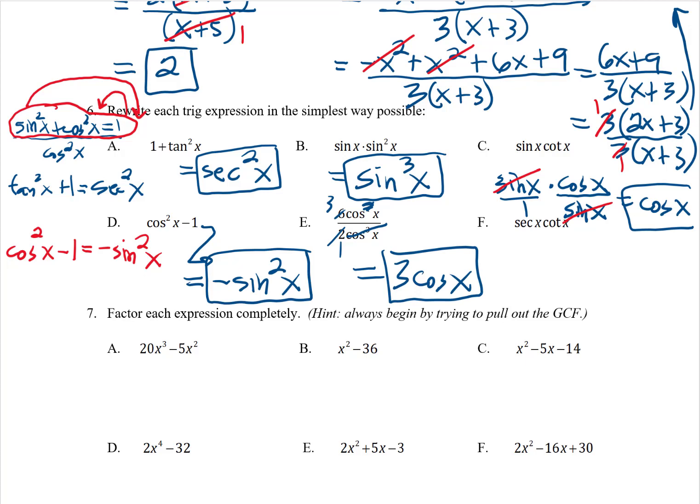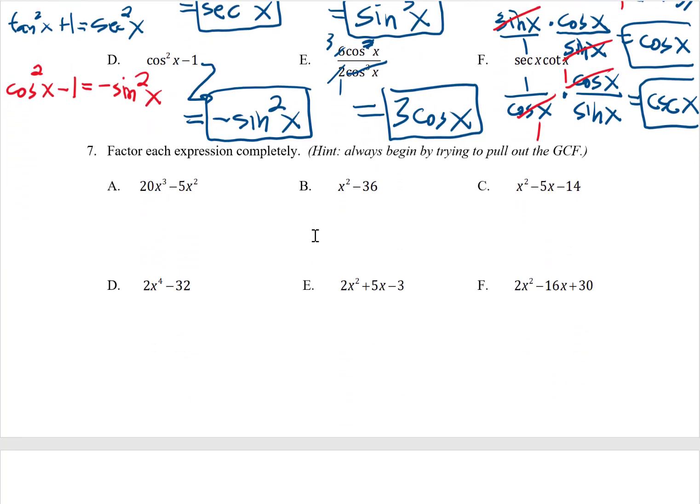And then finally, letter F, I have secant x times cotangent x. When I'm not sure where to start, one thing I can try is switching over to sine and cosine. So secant is 1 over cosine. Cotangent is cosine over sine using the quotient identity. Aha, now I have some canceling. The cosines cancel. I'm left here with 1 over sine x. Well, I'm trying to write this as simply as I possibly can. 1 over sine x is just cosecant x. And so that would be the final answer.